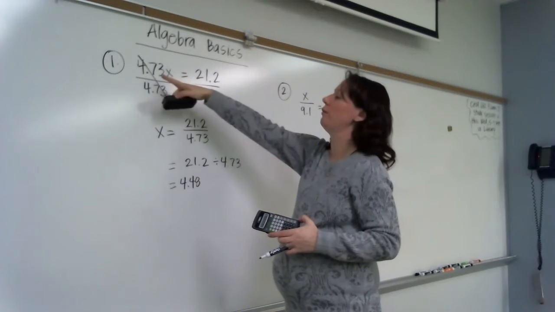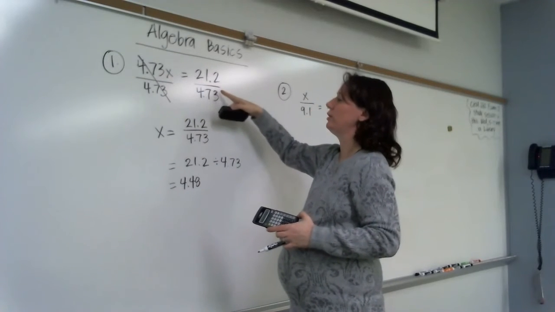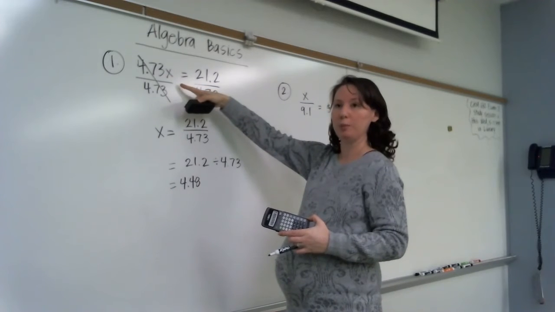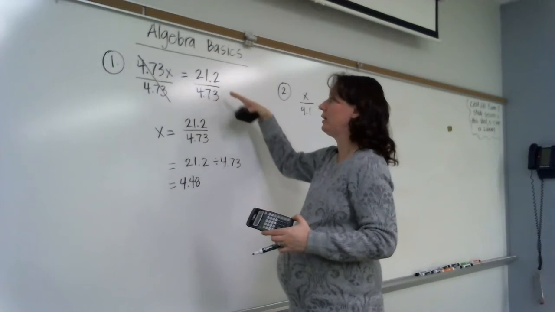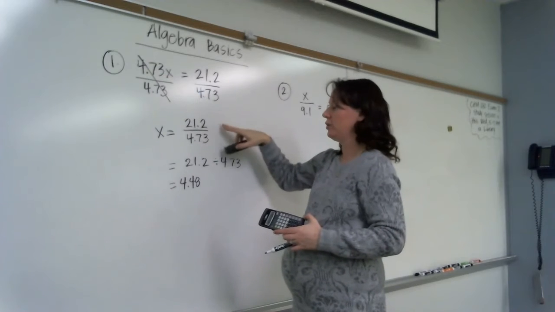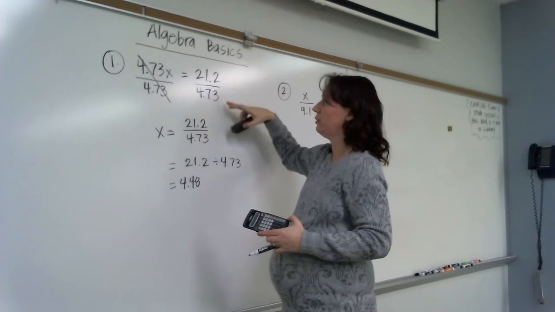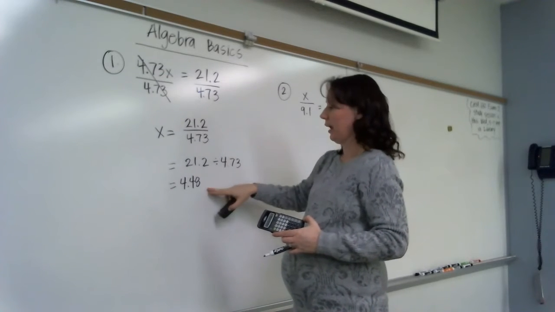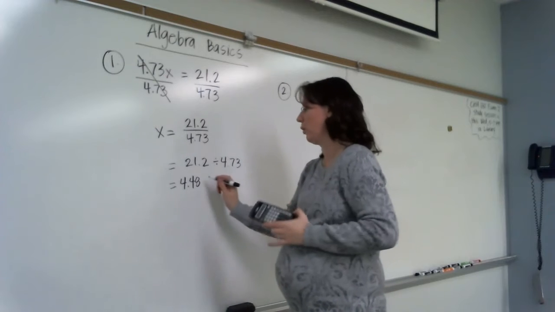Okay, so if I've got 4.73x equals 21.2, the opposite of multiplying is dividing, so that's why I divided both sides. Whatever I do to one side, I have to do to the other side. So in my calculator, I said 21.2 divided by 4.73, and there's my final answer, which is 4.48.